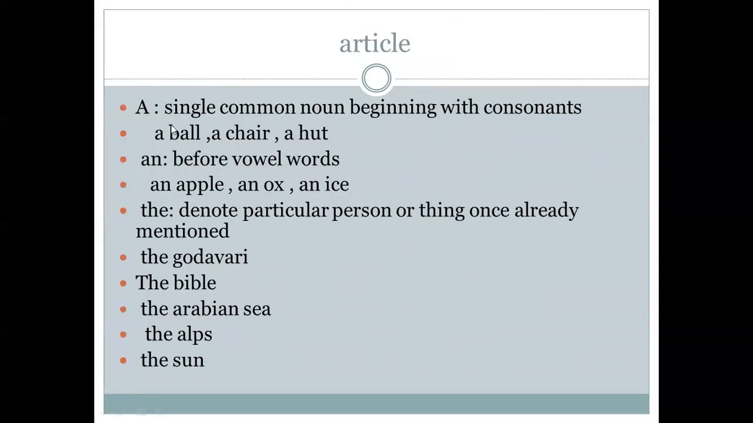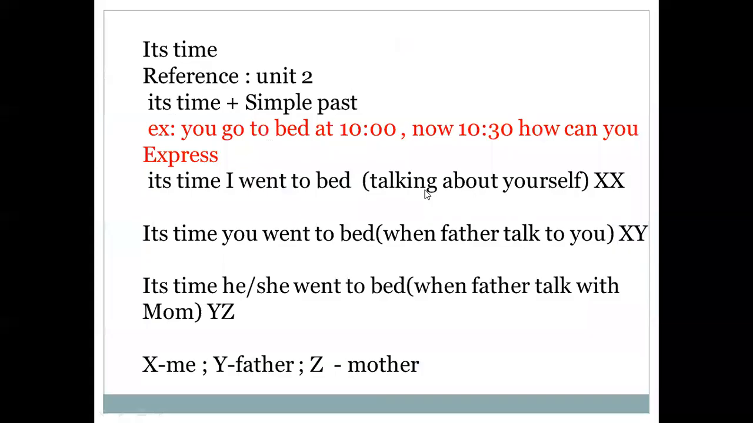And articles. We know that A should be used before a single common noun beginning with consonants, and an should be used before a vowel word. And the denotes a particular person or thing once already mentioned. So the Godavari, the Bible, the Arabian Sea, the earth, and the sun.